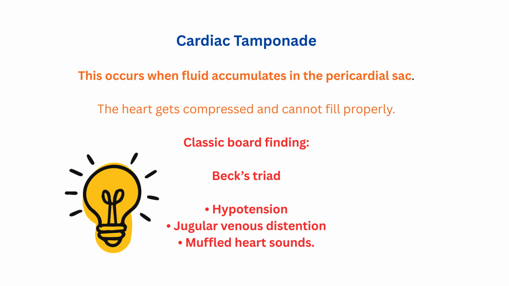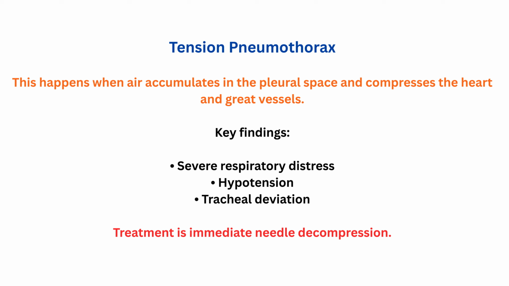Cardiac tamponade. This occurs when fluid accumulates in the pericardial sac. The heart gets compressed and cannot fill properly. Classic board finding: Beck's triad, hypotension, jugular venous distension, muffled heart sounds. Tension pneumothorax. This happens when air accumulates in the pleural space and compresses the heart and great vessels. Key findings: severe respiratory distress, hypotension, tracheal deviation. Treatment is immediate needle decompression.